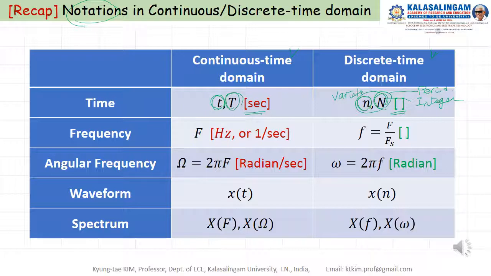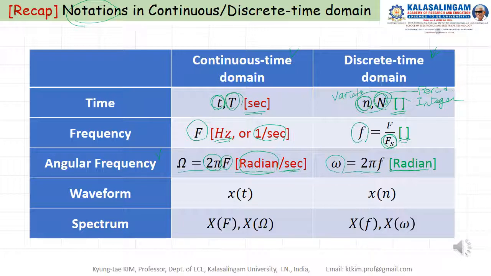And the frequency, uppercase F, is in hertz or 1 per second. In the case of discrete time, we use lowercase f, the normalized frequency by the sampling frequency. Also you can see here, no units. Angular frequency, omega equals 2 pi F and omega equals 2 pi f. In this case the unit is radian per second, and in the discrete case it is radian.